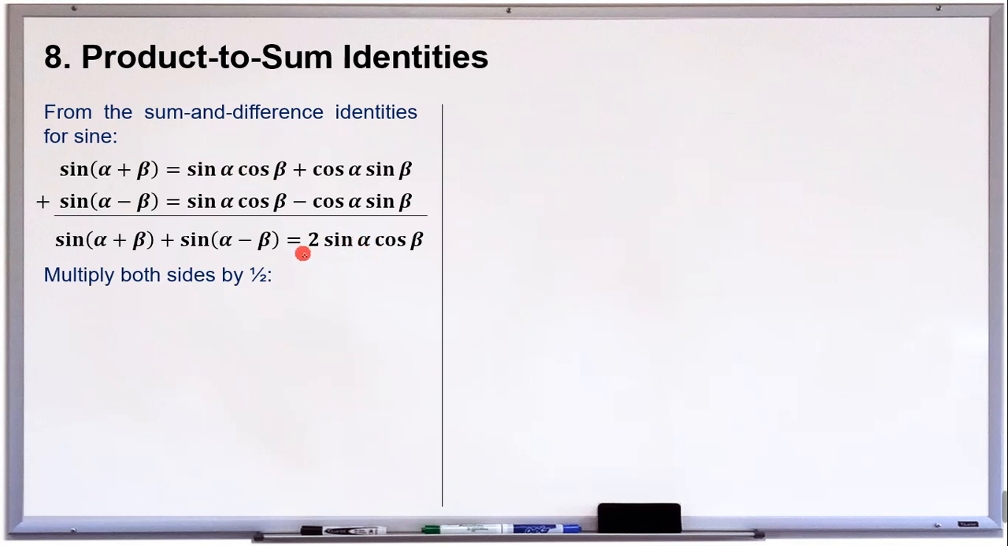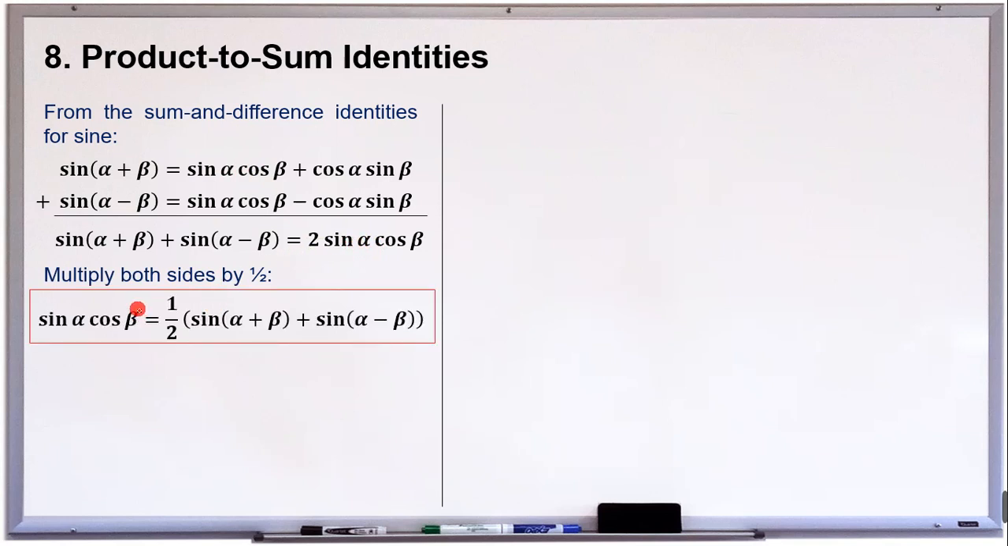Next, we're going to multiply both sides by 1/2 so that the result will be sine alpha cosine beta is equal to 1/2 of this expression right here. So we have sine of alpha plus beta plus sine of alpha minus beta. So this is our first product to sum identity. It is called product to sum identity because on the left side we have the product of the sine and the cosine of the angles alpha and beta, and it is transformed into the sum of the identities. So we have sine of alpha plus beta plus sine of alpha minus beta.